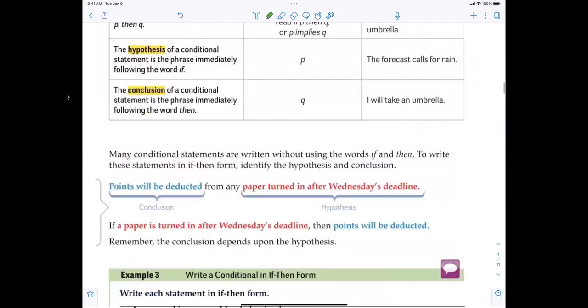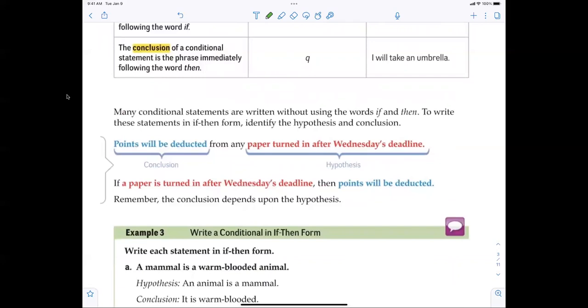Now I'm scrolling down. There are some examples, and then you are asked to convert them into if-then statements. For me, you have to decide what is the hypothesis and what is the conclusion. Notice in this example right here, the conclusion can be written second. I'm really not going to do that to you for the most part. I think in the example problems, they sometimes do.